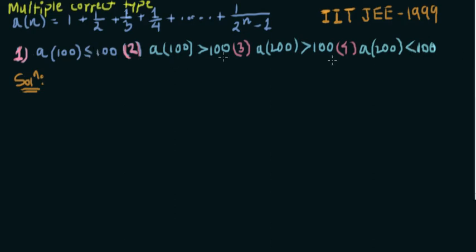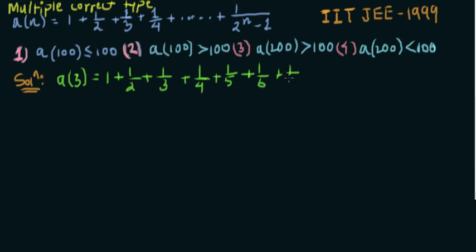So let's try. Okay, a3. It would be 1, second term, third term. Can you tell me till which term should I write? See, you just need to put 3 in place of n, right? 2 to the power 3 minus 1. This would be 7, right? So that's pretty easy. 1 by 5 plus 1 by 6 plus 1 by 7, right?